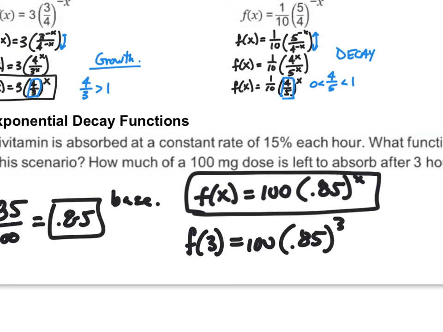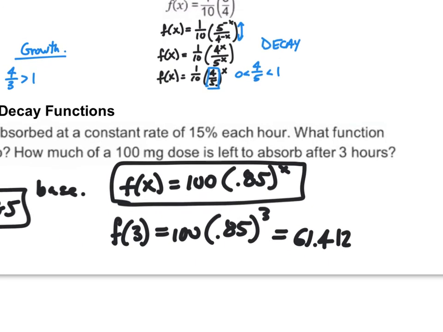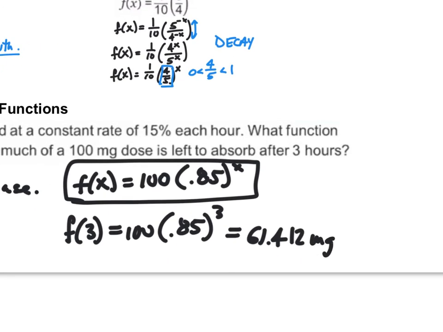So if we plug that into the calculator, we're going to take 0.85 times 0.85 times 0.85, and then I'm going to multiply that number by 100, and that's going to give me 61.412 milligrams left in the body after 3 hours, okay?